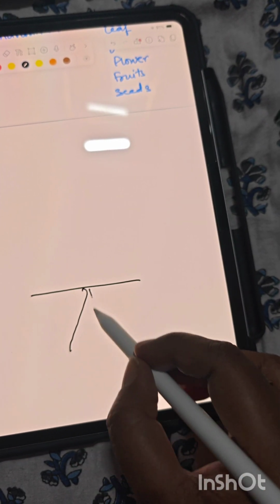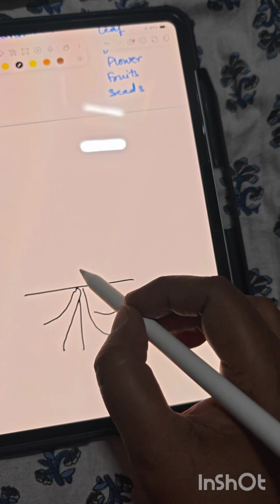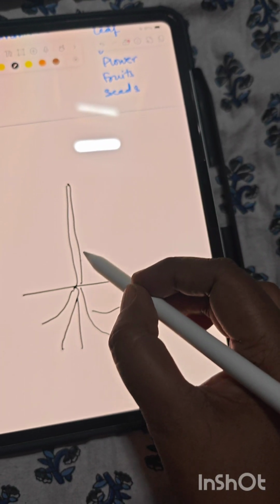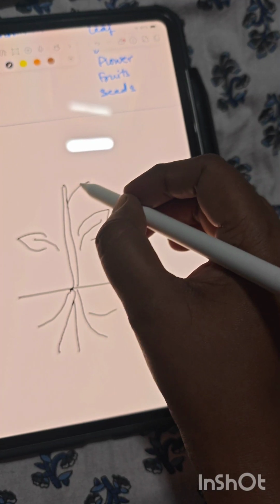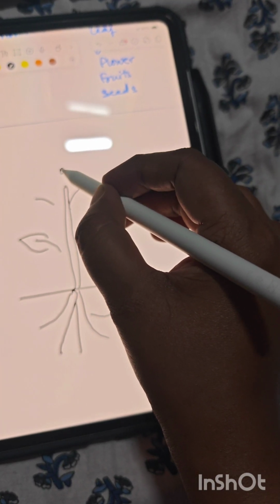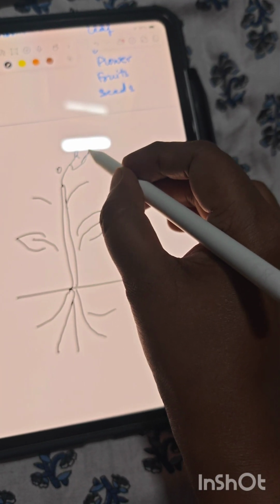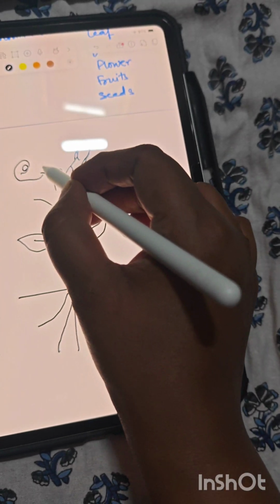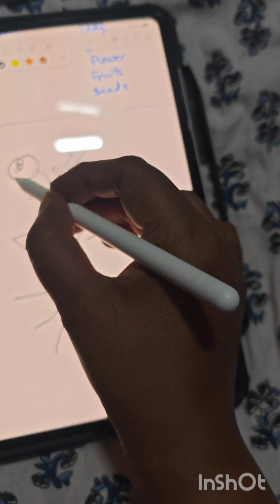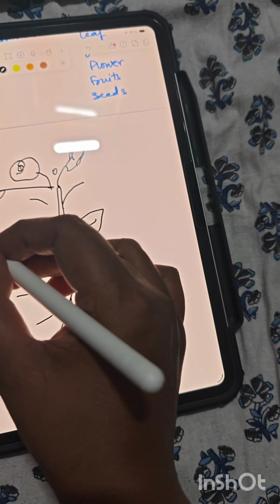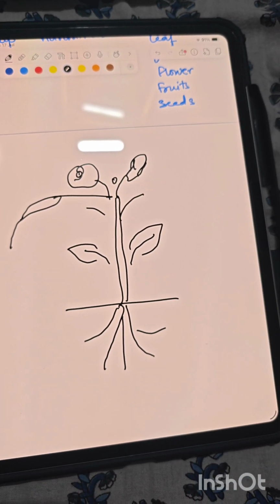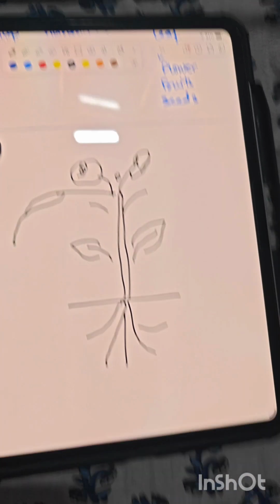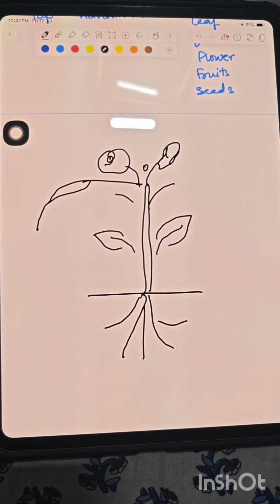Whenever we say plant body, we just imagine this structure: there are some roots, a stem, and leaves. Just ignore the drawing, but you can imagine there are some flower buds, then there are flowers. When this flower matures it turns into a fruit. So these are simple structures found in any plant body.